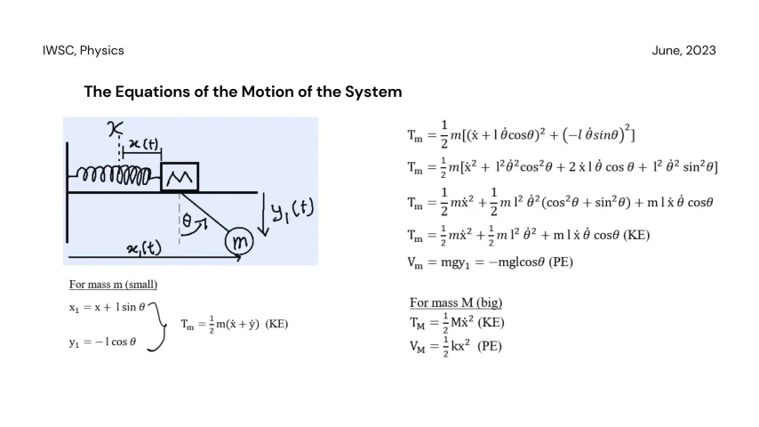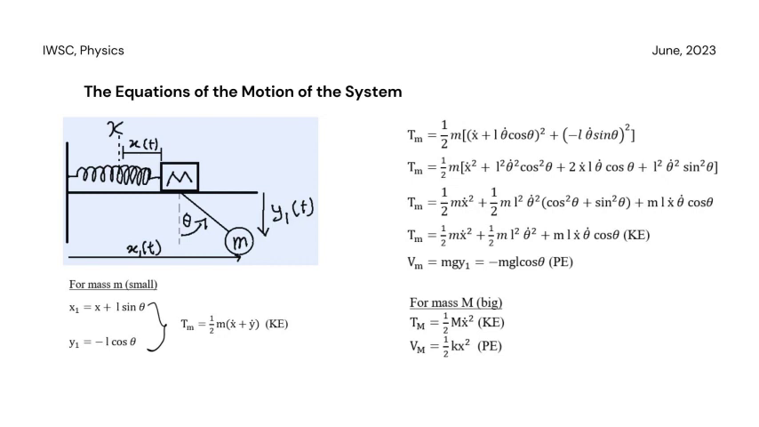So Tm equals 1/2 m x dot squared plus 1/2 m l squared theta dot squared times (cos squared theta plus sin squared theta) plus m l x dot theta dot cos theta. We know that cos squared theta plus sin squared theta equals 1, so we can rewrite Tm equals 1/2 m x dot squared plus 1/2 m l squared theta dot squared plus m l x dot theta dot cos theta. Then the potential energy for mass m, Vm equals m g y1 equals minus m g l cos theta.